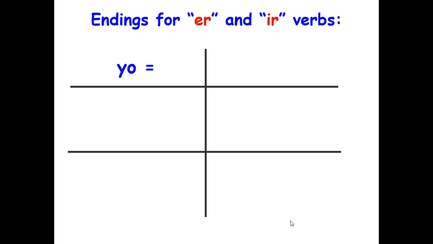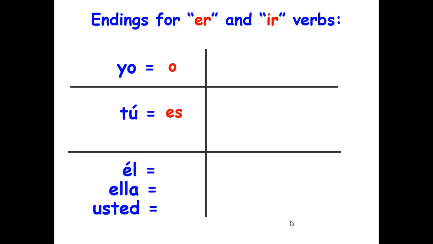So this is for ER verbs first. For yo, you're going to take off the ER and then add O, just like you do for AR verbs. For tú, you take off the ER and add S. Remember, for AR verbs, you added AS, so it's very similar. Él, ella, and usted, take off the ER and you're going to add E. Remember, with AR verbs, it was A. This one's going to be E.